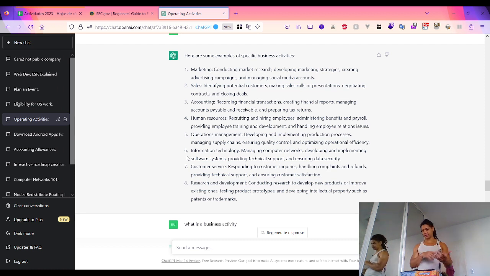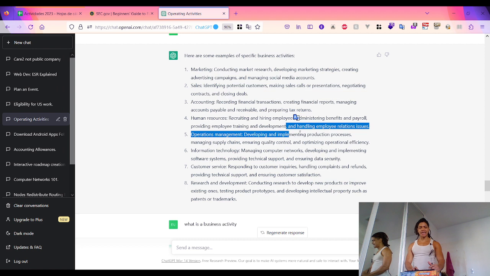And when it comes to information technology, the IT, you have managing computer networks, developing and implementing software systems, providing technical support, and ensuring data security. Very important here.